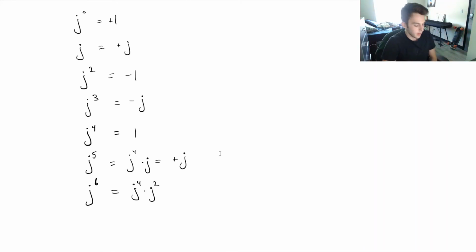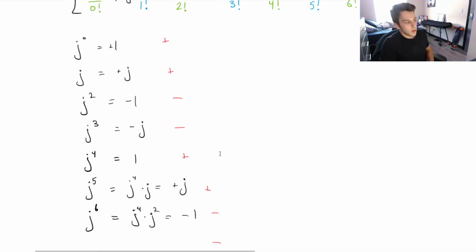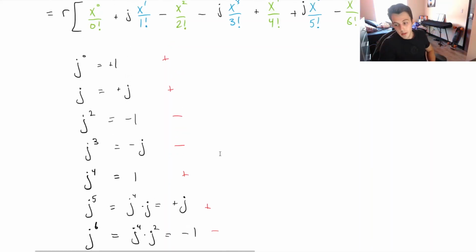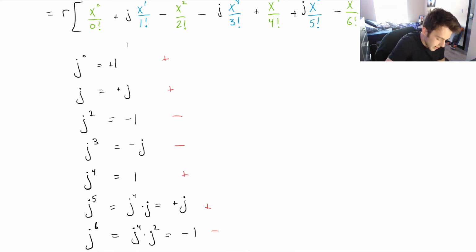Right? And you'll notice here, look what we've got. We've got plus, plus, minus, minus, plus, plus, minus, minus, and this will keep going. So what this shows me is that I've actually got some hidden j's in this polynomial. We have hidden j's.